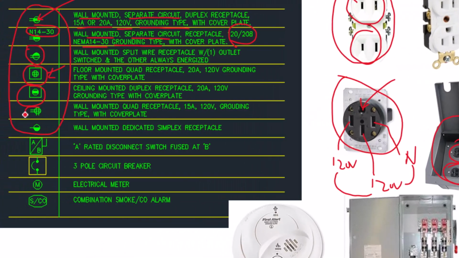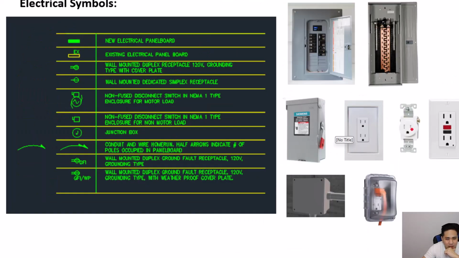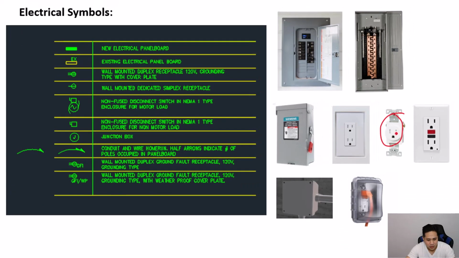You can also have a quad, which we went over right here. This is a type of quad. Or you can have something like this, but just another one next to it. That would represent a quad receptacle. You can also have a wall-mounted dedicated simplex receptacle. And the simplex, we looked at it over here. This would be a simplex type receptacle.